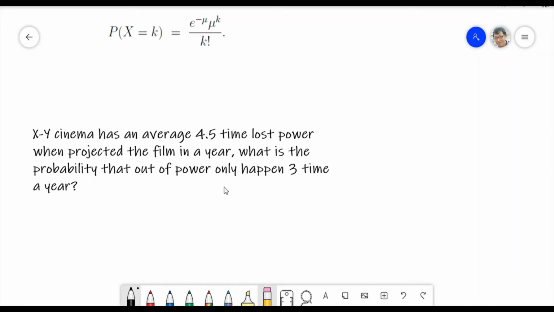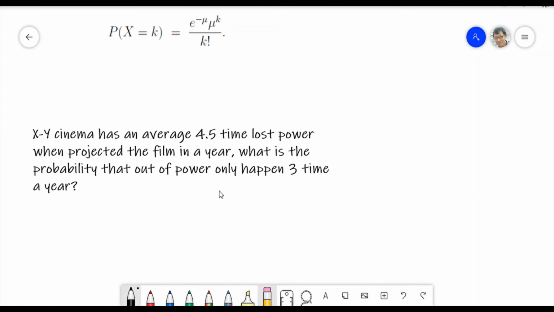So let's first think about this as meeting our Poisson distribution, okay? First, in a year, they have so many showings, right? The cinema is open the majority of the time, so it's showing so many things. So they'll have many chances, even in every second, to lose power when showing the film. Am I right? So this is a very big pool.